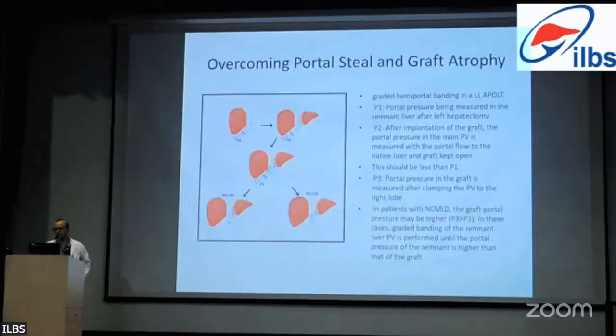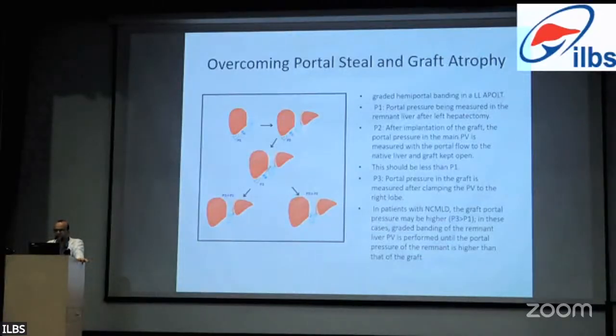The unique problem associated with this APOLT is the portal steal phenomenon that may lead to graft atrophy, and the pioneers have described this three-level technique. First is called graded hemiportal banding in left lobe APOLT. First, the portal pressure P1 is measured in the remnant liver after left hepatectomy, that is the right liver. P2 is measured after implantation of the graft, with portal flow to the liver. This should be less than P1.